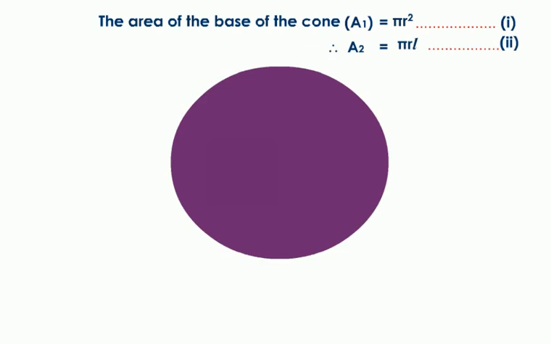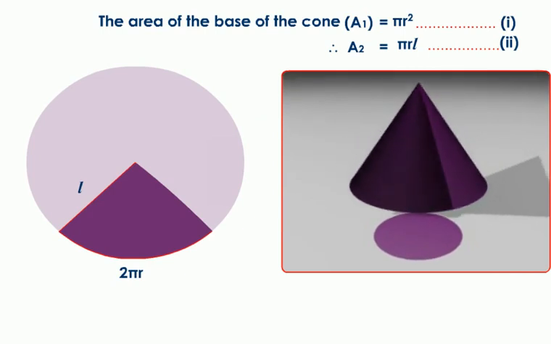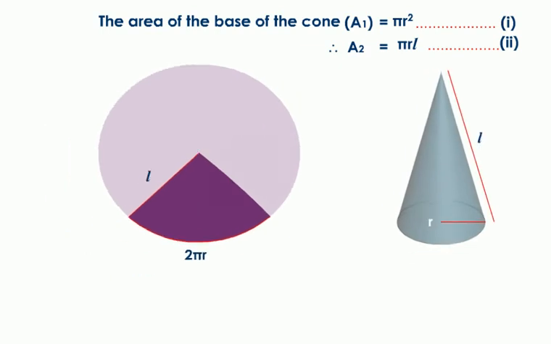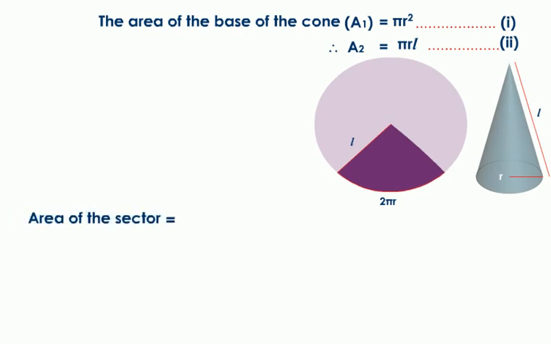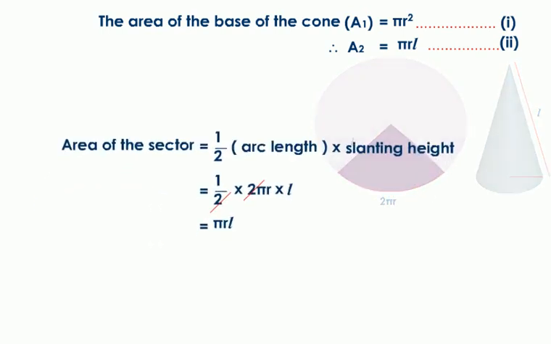Students, alternatively, you can work out the curved surface area of the cone as follows. First, consider the sector of a circle having radius L and arc length 2 pi R that folds into a cone of circular base of radius R and slanting length L. Now, the area of the sector is equal to 1 by 2 arc length into slanting height. This equals 1 by 2 into 2 pi R into L. This gives us pi R L, which is also the curved surface area of the cone.